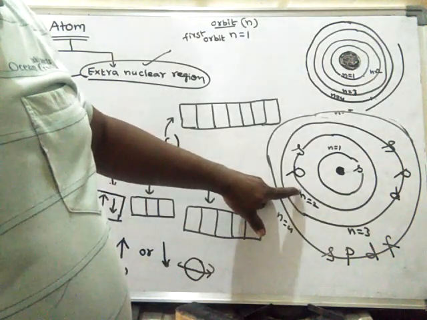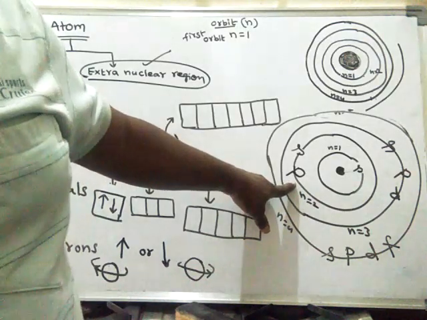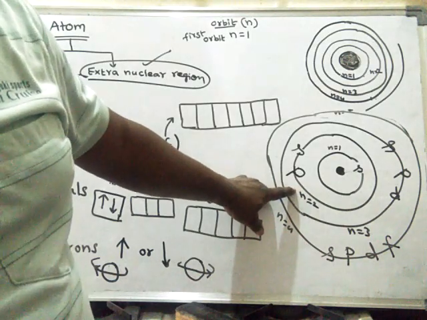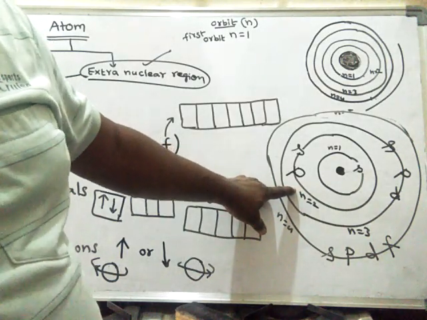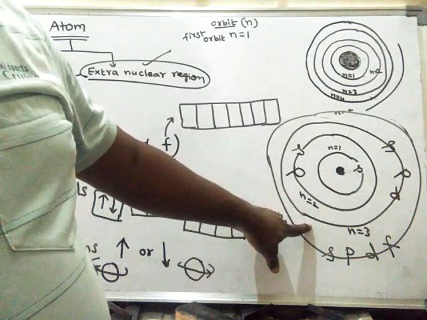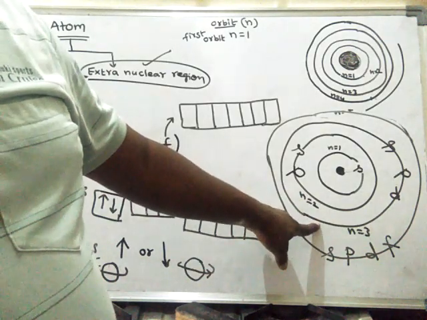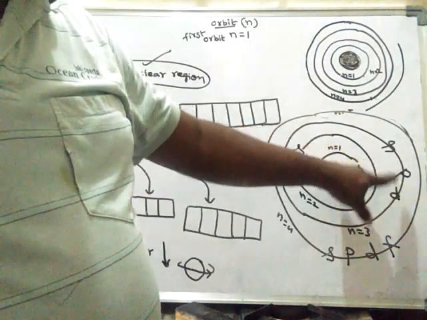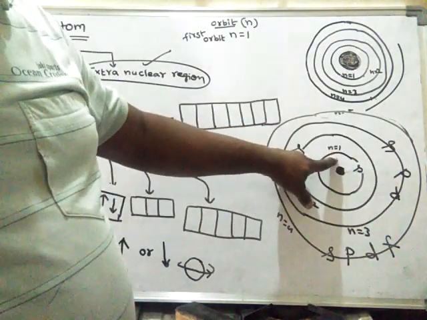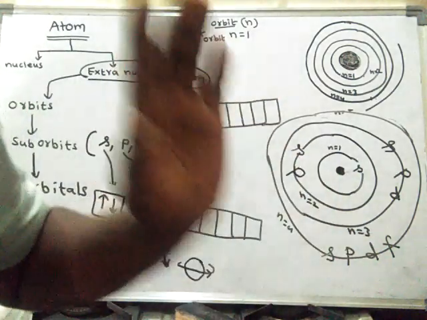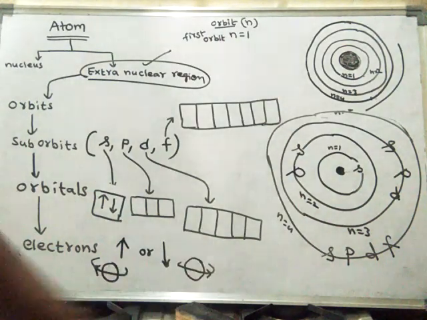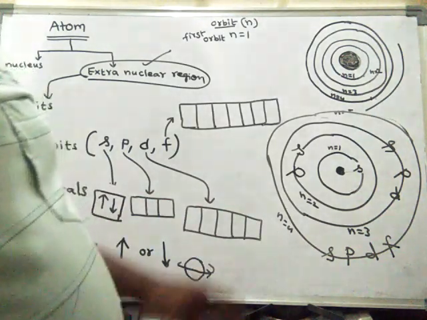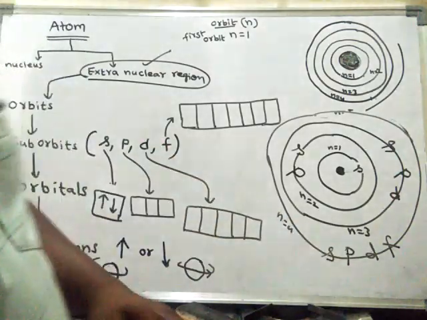So which suborbits does the second orbit not have? The second orbit does not have the d suborbit and f suborbit. The third orbit does not have the f suborbit; it contains only s, p, d. The first orbit has only the s suborbit, and it does not have any other suborbits. The fourth orbit contains 4 suborbits.